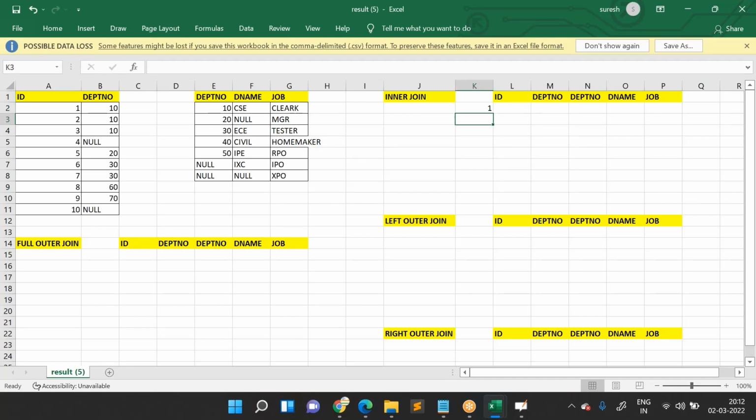So here I want records 1, 2, 3, 4, 5, 6. Total is equal to 6. Now tell me what was the first record. First record is 1. What is the department number? 10. On the right side columns, what is the value? 10. CSE. Job clerk.